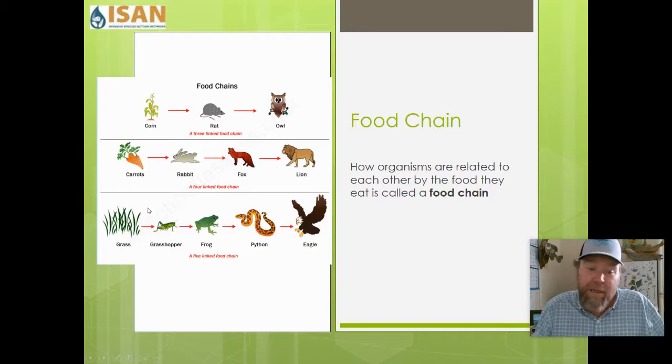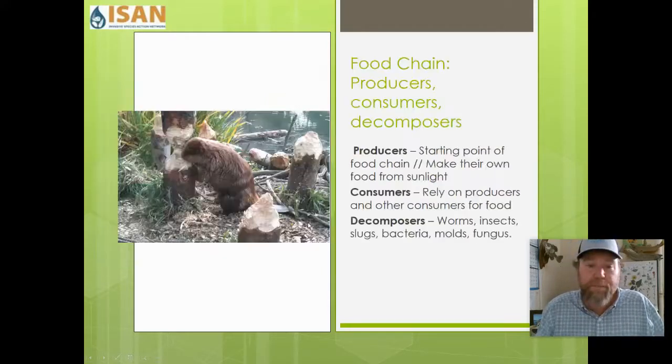And then a five-part, even five-linked food chain, more complex. Grass. Grasshopper eats the grass. Frog will eat the grasshopper. The snake will eat the frog, and the eagle eats the snake. So these are a few examples of basic food chains. Within a food chain, you have producers, consumers, and decomposers. And we've talked about this in other presentations along the way, but let's go over it again.